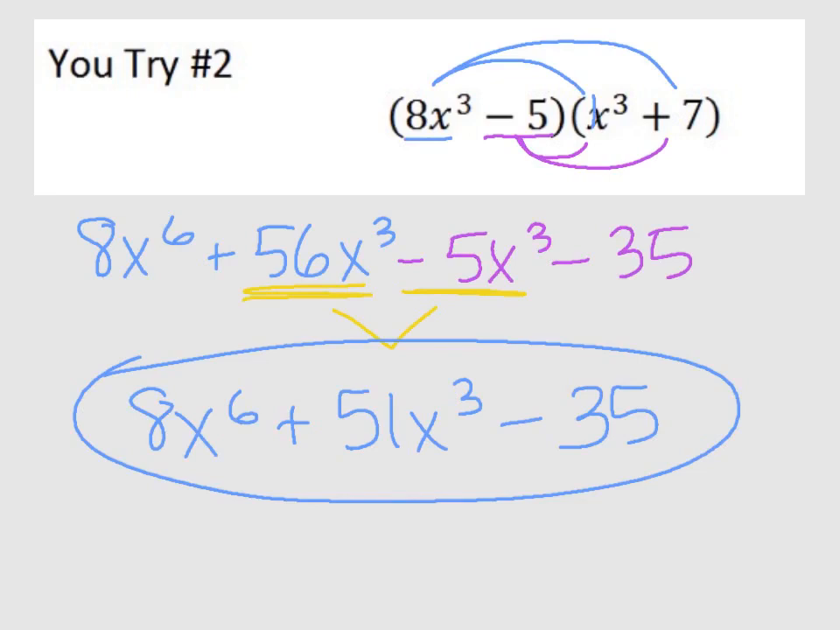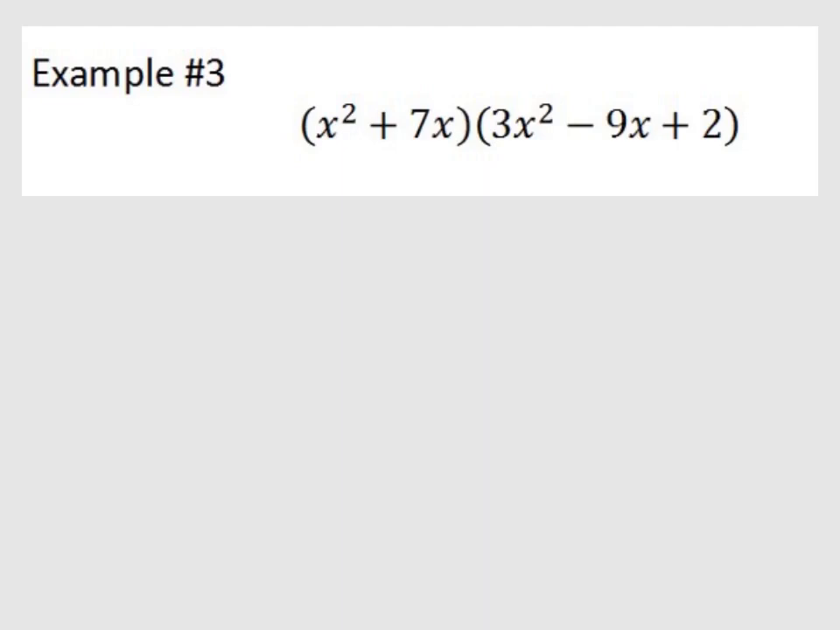We have one last example to go through. This time we have a binomial being multiplied by a trinomial. We're going to use the same idea. We're going to double distribute. However, this time, since we have a trinomial in the second set of parentheses, we're just going to have to double distribute a lot. So let's look at our first term here.